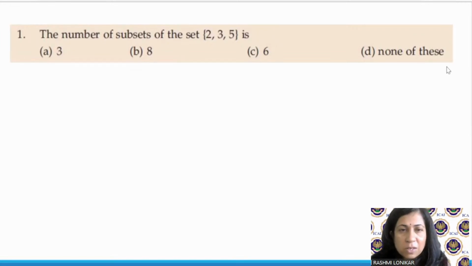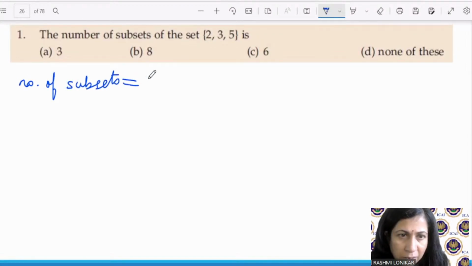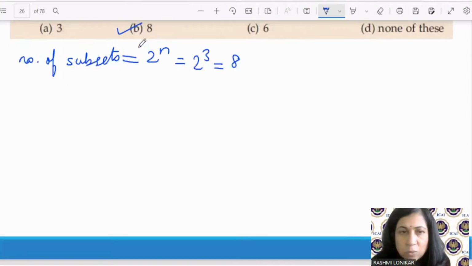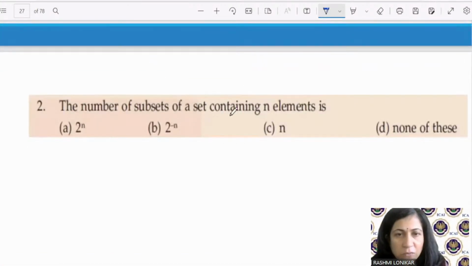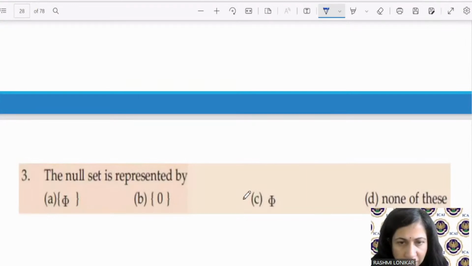The number of subsets of the set 2, 3, 5. You know that the number of subsets is given by 2 raised to n. What is n? n is the total number of elements. Here there are 3 elements, so 2 raised to 3 is equal to 8. Quickly we are doing. The number of subsets of a set containing n elements is given by 2 raised to n. The null set is represented by this. See, this is not the correct answer. This is not the correct answer. Only this.